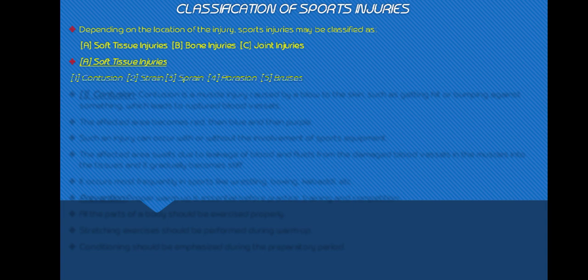Depending on the location of the injury, sports injury may be classified into three types. The first one is soft tissue injury, then bone injury, then joint injury. The soft tissue injury is divided into five types: contusion, strain, sprain, abrasion, bruise.